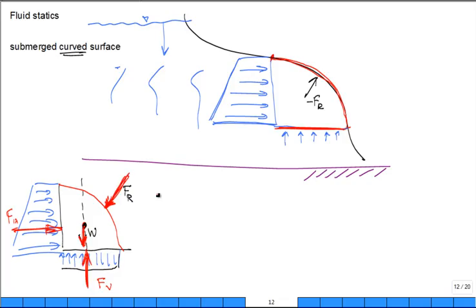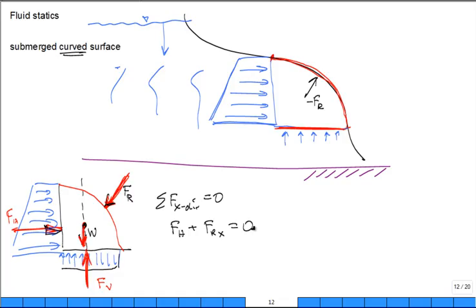The sum of the forces in the X direction has to equal 0. So what do we get? F of H is equal to FRX. F of H, the way I've drawn it, is in the positive X. The way I've drawn it, F of R is in the negative X. You add it, and that's equal to 0.